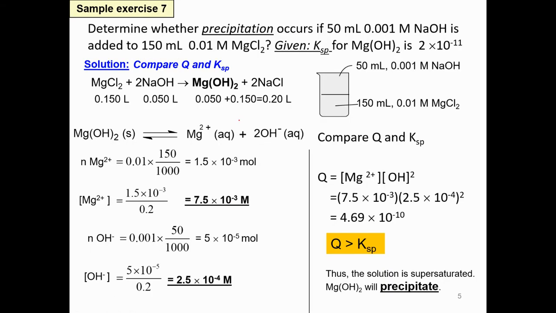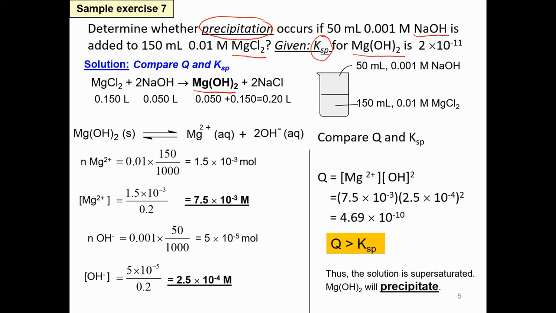Now, how do we use calculation to determine if precipitation occurs or not? First of all, let's look at the question. Look at the Ksp given first. The Ksp is given for magnesium hydroxide, so we are looking at the magnesium hydroxide salt. How is magnesium hydroxide salt formed? It is formed by adding sodium hydroxide and magnesium chloride. Then after that, we will get our salt, magnesium hydroxide.